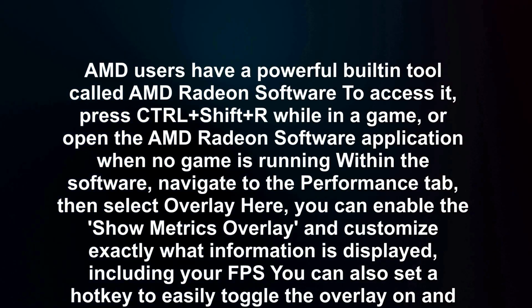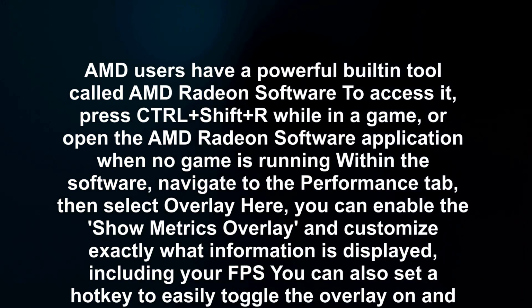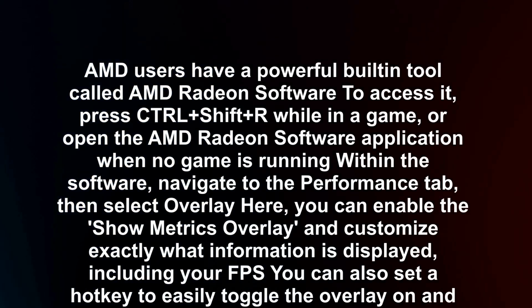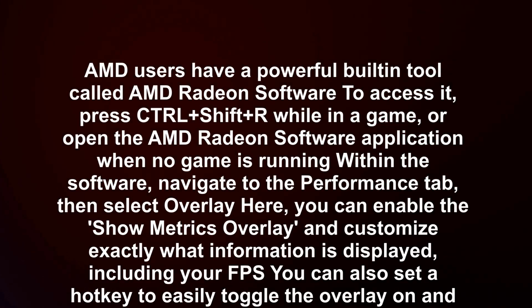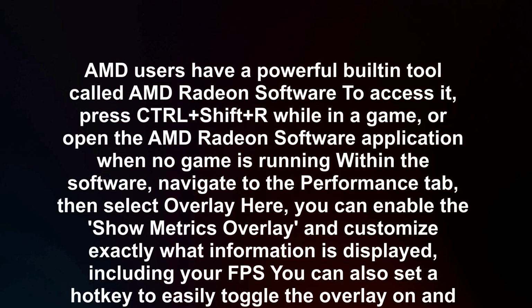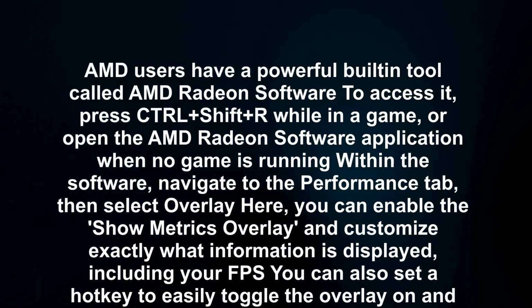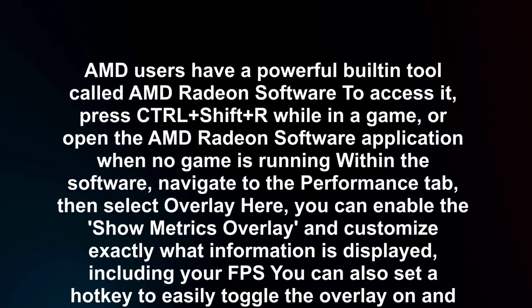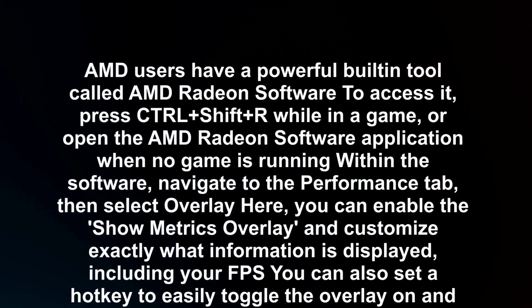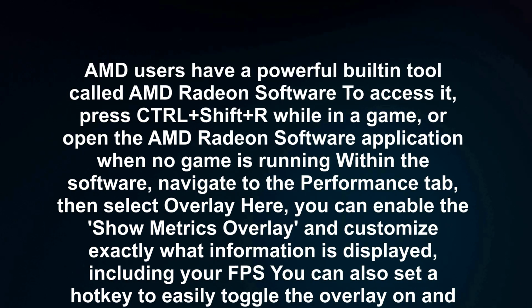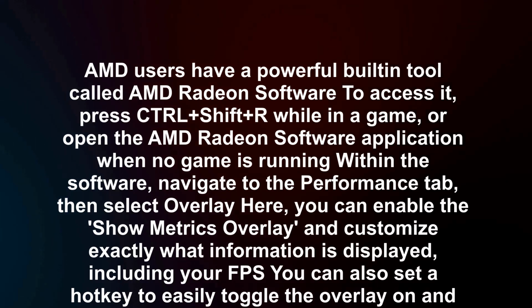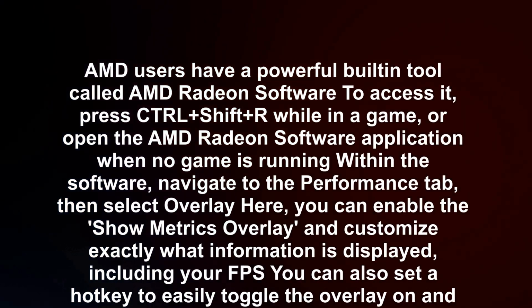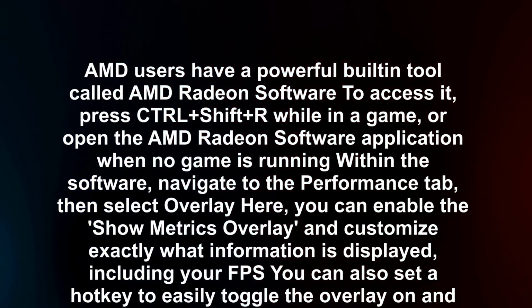AMD users have a powerful built-in tool called AMD Radeon Software. To access it, press Ctrl plus Shift plus R while in a game, or open the AMD Radeon Software application when no game is running. Within the software, navigate to the Performance tab, then select Overlay here. You can enable the Show Metrics overlay and customize exactly what information is displayed, including your FPS. You can also set a hotkey to easily toggle the overlay on and off during gameplay.